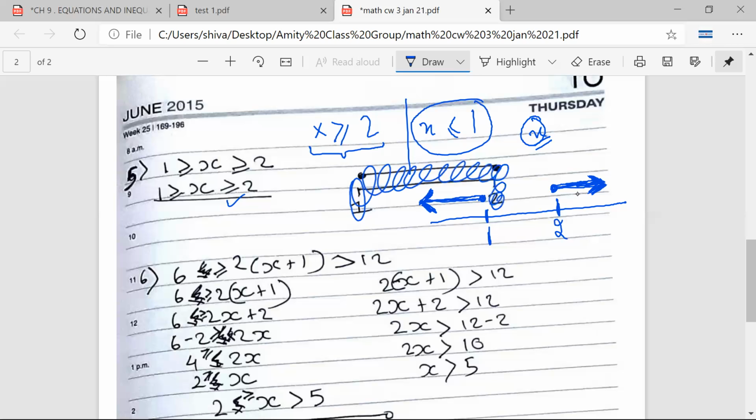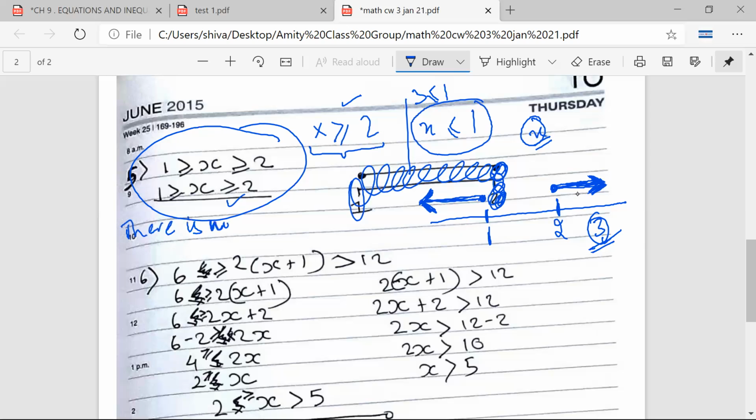Yes, sir. Take an example. Take any x which is greater than or equal to 2. Take any x, say 3. Would 3 satisfy this part of the inequality? You have taken x greater than or equal to 2 as 3. Would 3 satisfy this also? 3 is not less than or equal to 1. Would 3 satisfy this? No. So what this means is that for this inequality, there is no solution.